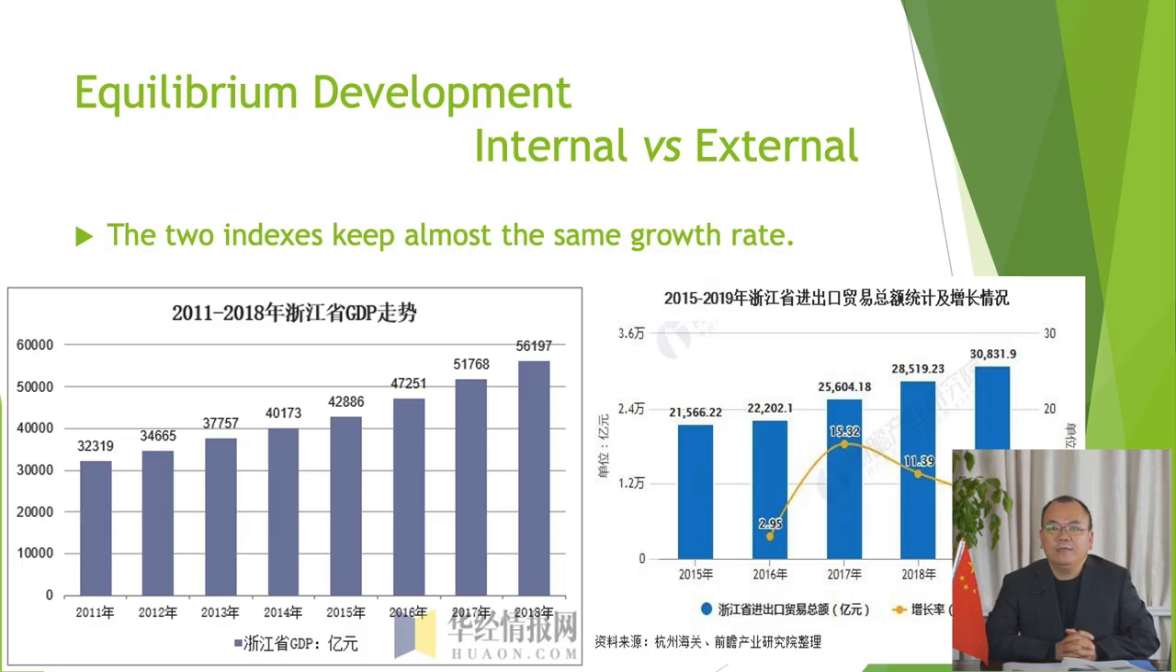And about the import and export, from 2015 to 2019, the overall import and export grows gradually from 21,000 to 30,000. The growth rate is a little higher than GDP growth. So internal and external are developed equilibriumly in Zhejiang province.